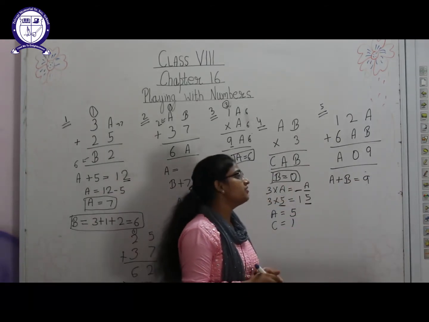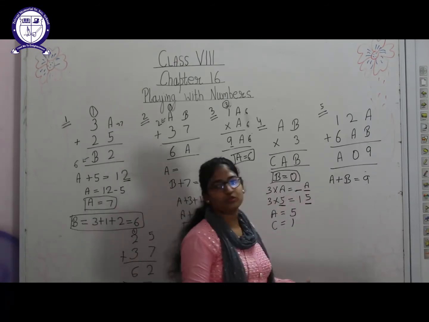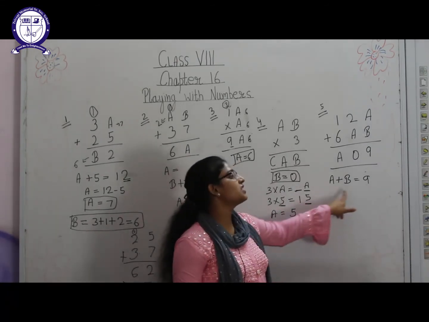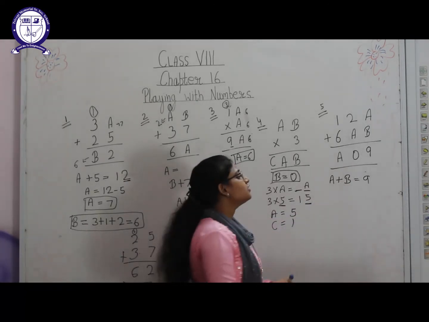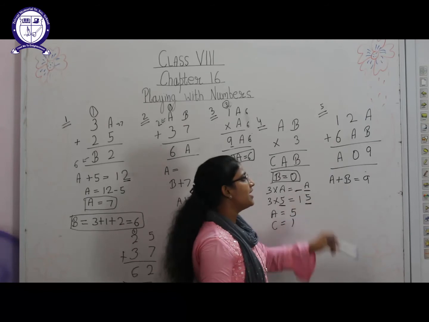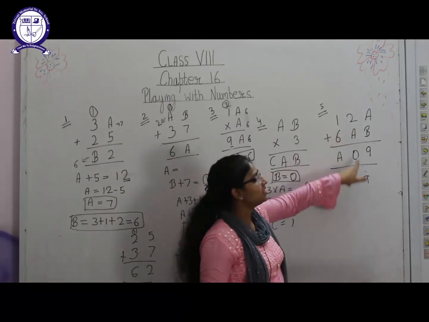So students, here it will be difficult to get both these variables, because there can be so many answers. 1 plus 8 is 9, 2 plus 7 is 9, 3 plus 6 is 9, 4 plus 5 is 9. Here are so many values for A and B. So we will check the tens place digit.